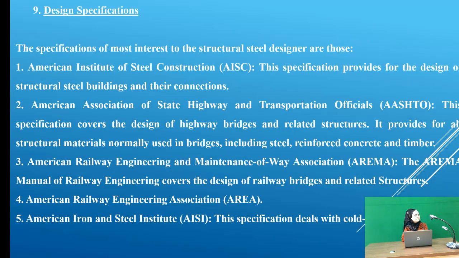Design specification. To design steel structures, we should take advantage of the specifications. The specifications of most interest to structural steel design are those of the American Institute of Steel Construction, AISC. This specification provides for the design of structural steel buildings and their connections, and this is the one we use in this course. We use AISC in the analysis and design of steel structures and the connections, bolts and welding.